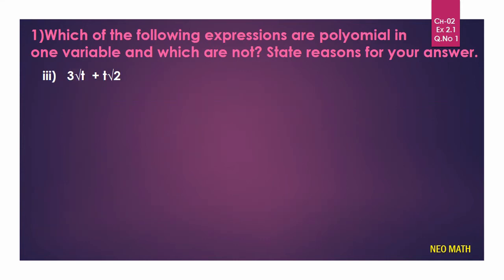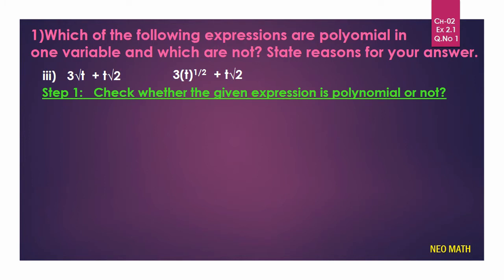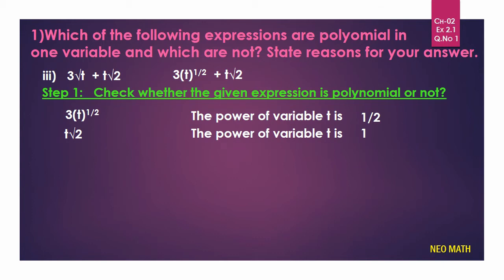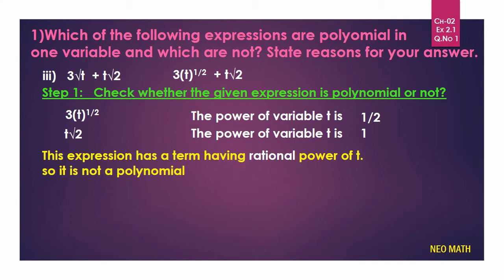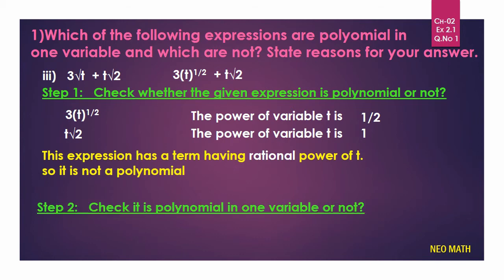Part 3, 3 root t plus t root 2. This can be written as 3 t power 1 by 2 plus t root 2. Step 1, check whether the given expression is polynomial or not. Here we have two terms, 3 t power 1 by 2 and t root 2. The power of variable t in the first term is 1 by 2, which is a rational power. The power of variable t in the second term is 1. This expression has a term having rational power of t, so it is not a polynomial. So we need not do step 2.